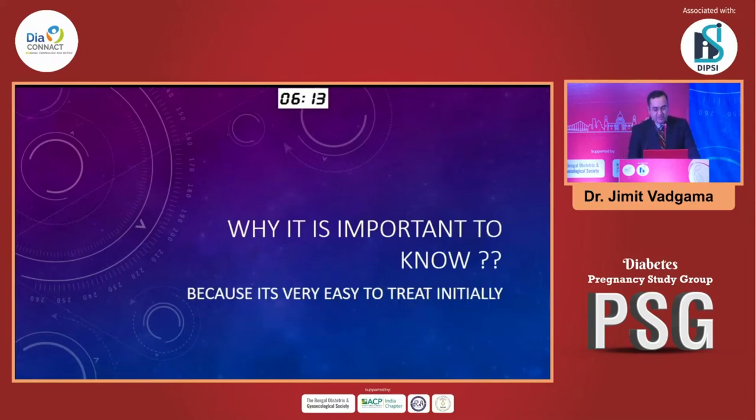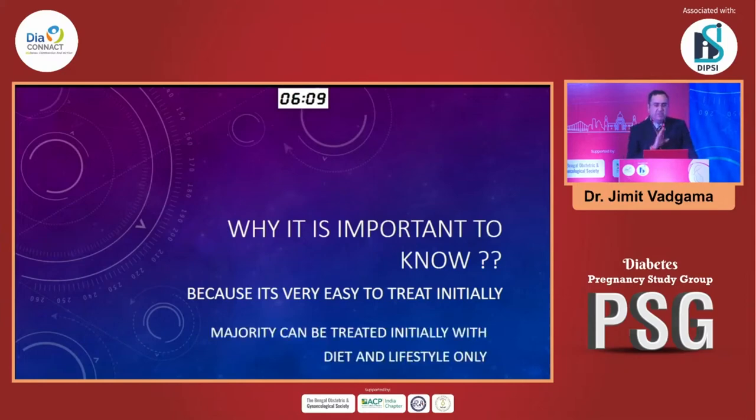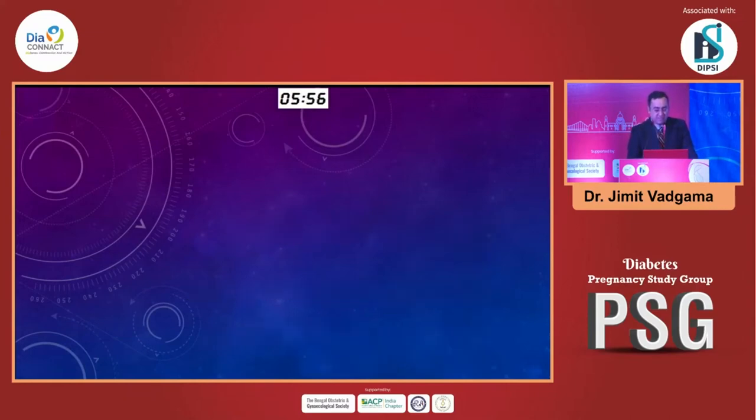Why is it important? Because it is very easy to treat initially. And if you see, the majority of your gestational diabetes patients in the initial part can be easily controlled with diet and lifestyle modification only. So if you detect early and start the intervention early, you won't need complex insulin regimens in each and every patient.